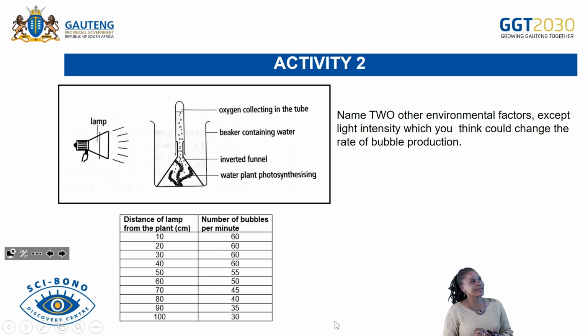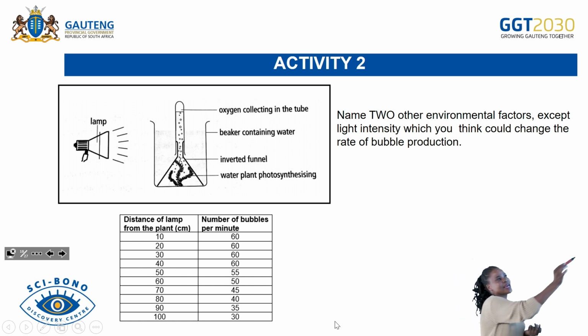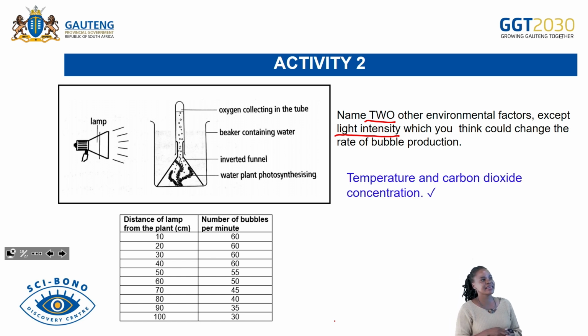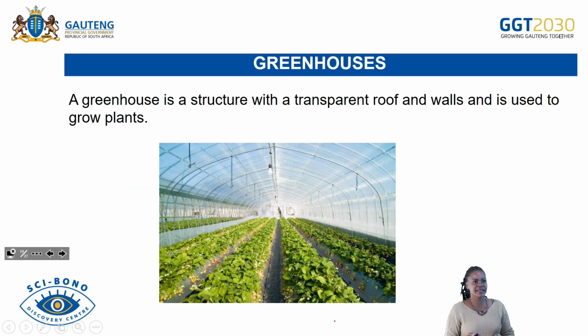And then name two other environmental factors, except light intensity, which you think will change the rate of bubble production. Yes, baby girl. Temperature, I agree. And what else? Because they want two other environmental factors. Temperature and carbon dioxide. Very, very good. So it's temperature and the concentration of carbon dioxide. Very, very good. Now let us continue with our lesson.